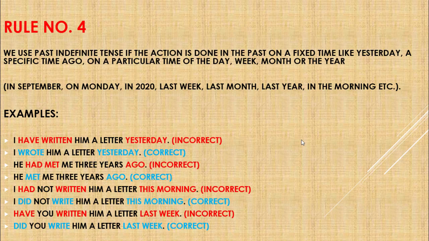Rule number 4 is, we use past indefinite tense if the action is done in the past at a fixed time, like yesterday, a specific time ago, or a particular time of the day, week, month, or year, like in September, on Monday, in 2020, last week, last month, last year, in the morning, etc.